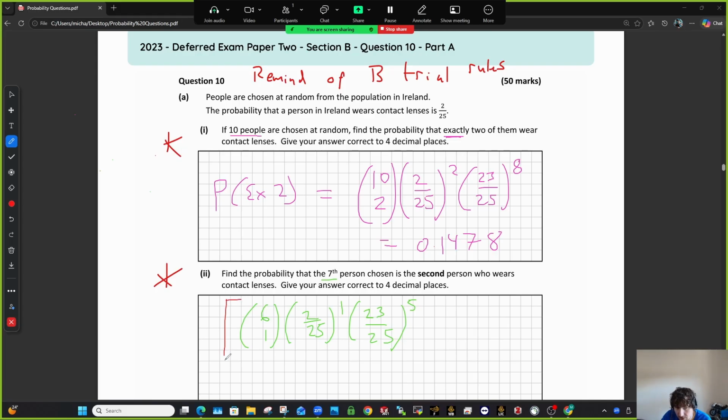So then comes our 7th person, and the way we account for a 7th person is we take this big unit and multiply it by what happened with the 7th person. Here comes the 7th person, that's why I'm multiplying, and they wore contact lenses. And that's all it is. So let's type that into my calculator now. 6 choose 1 is 6. Times 23 over 25 to the power 5. And then multiply that by 2 over 25. So if I've typed that in correctly, I get 0.0253. Okay, great. Let's clear that away.